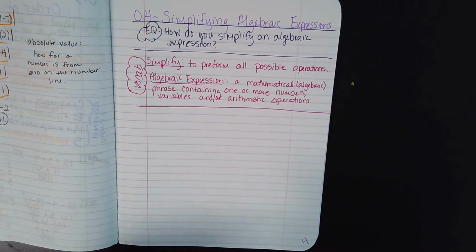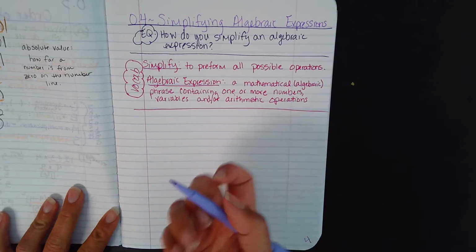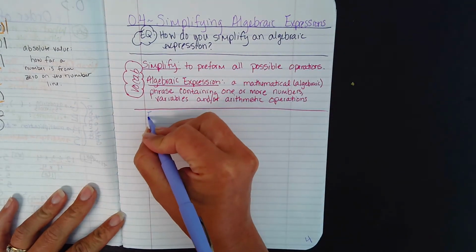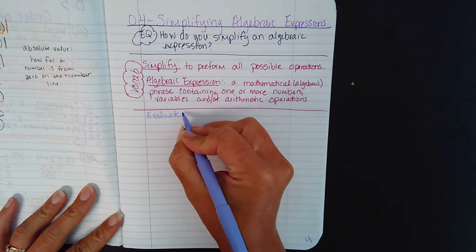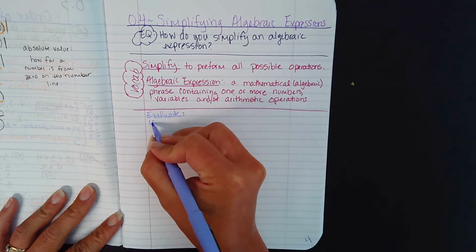Now, there are going to be a couple of things that you're going to have to do and you're going to have to know when you're simplifying. And the first one is, when we are simplifying algebraic expressions, it's what to do if we need to evaluate an expression. So remember, evaluate means to find the value of.